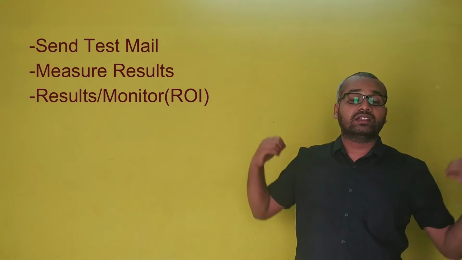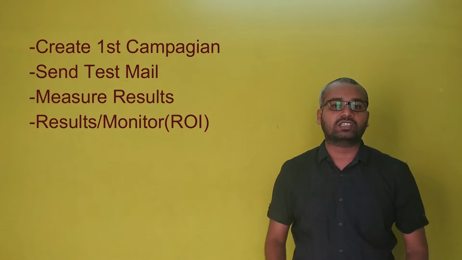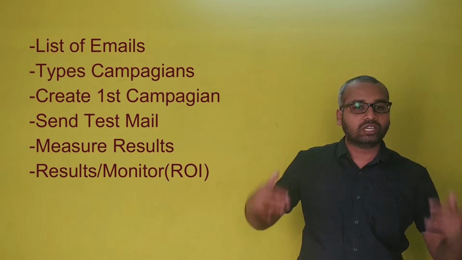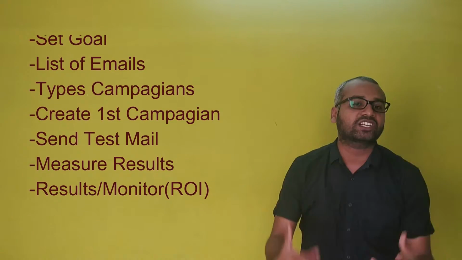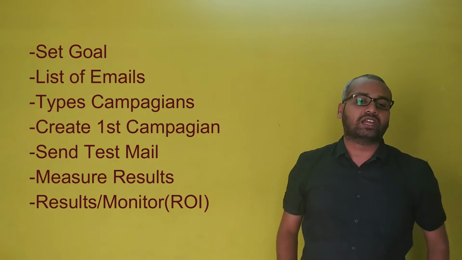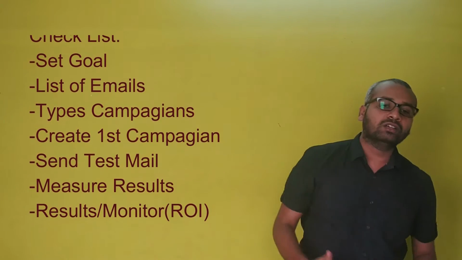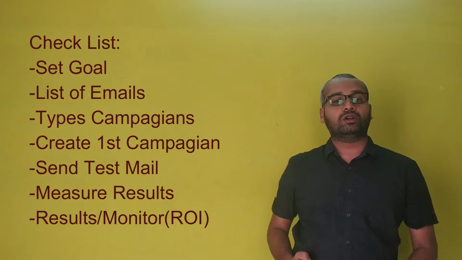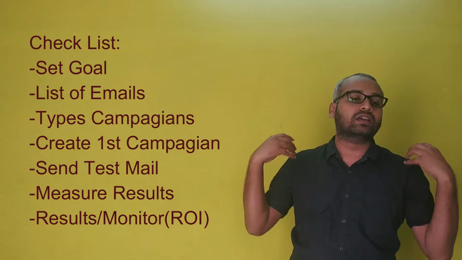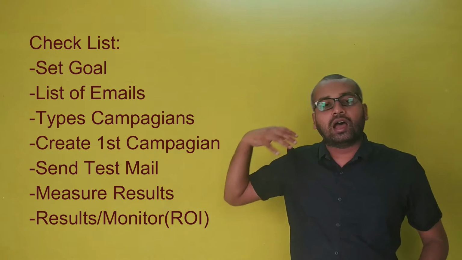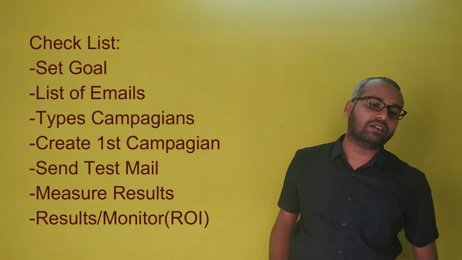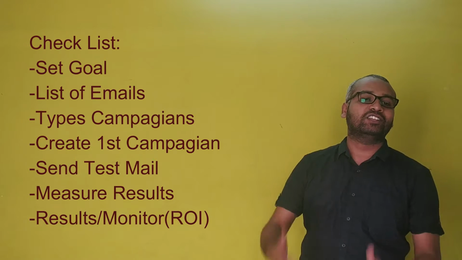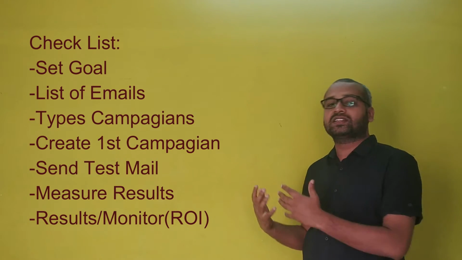Then prepare the complete checklist, gather all the email resources and put them into a doc, a Word file or a spreadsheet, the complete email checklist. Then choose the types of campaign, like what kind of campaign we are looking for, brand awareness or sales or leads. And finally, create your first campaign using the tools I suggested.